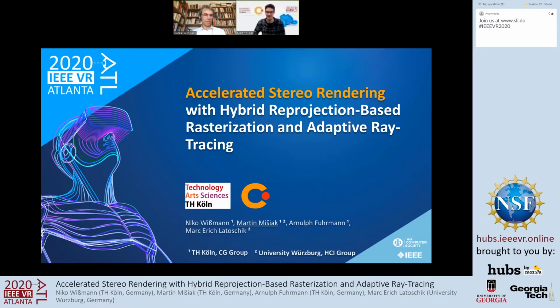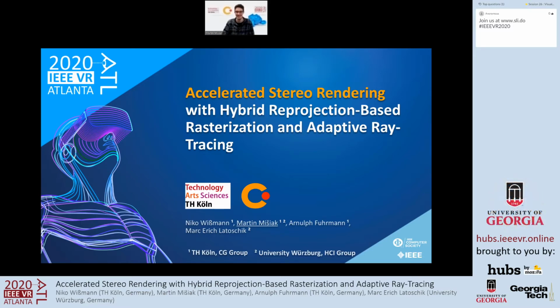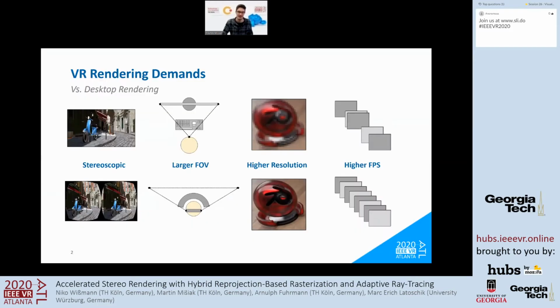All right, thank you for the introduction. Hi, my name is Martin Misiak, and on behalf of my co-authors Nico Wissmann, Arnulf Fuhrmann, and Marc-Erich Latoschik, I'll be presenting our work on accelerating stereoscopic rendering.